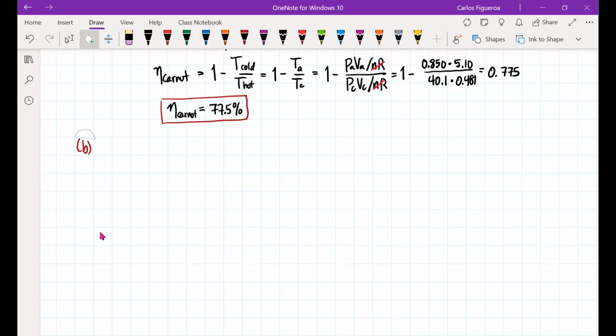So now we're going to be looking at the heat engine efficiency, which is eta engine.